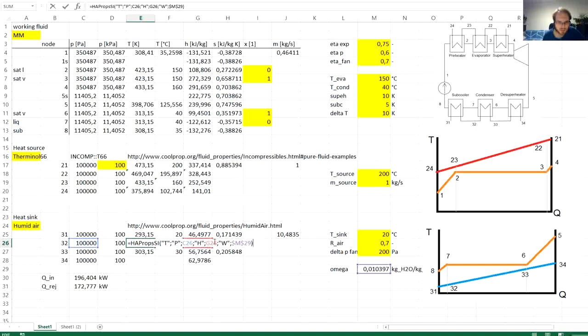Well, what happened here? Again, the enthalpy needs to be in the basic units, joules per kilogram. So you can see that the temperature increase between the points 31 and 32 is really small. That heat for the subcooling of the working fluid is almost negligible.